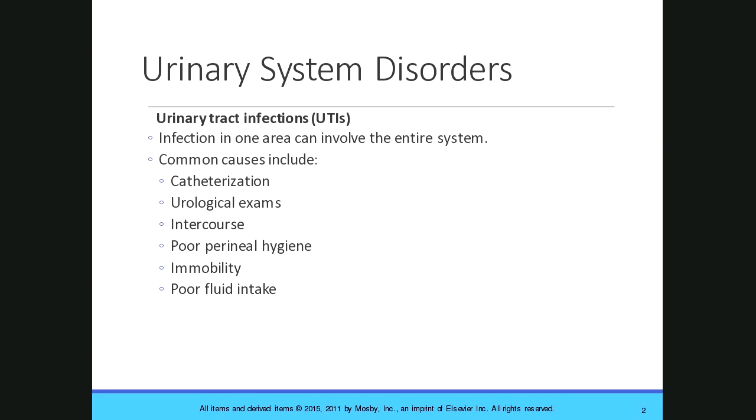But now everybody is susceptible to a UTI, and a UTI is a urinary tract infection, and it can involve one area or it can involve the entire kidney system. So common causes include catheterization, that's why we do cath care, urological exams, intercourse, poor perineal hygiene, especially wiping from back to front, immobility, and poor fluid intake.